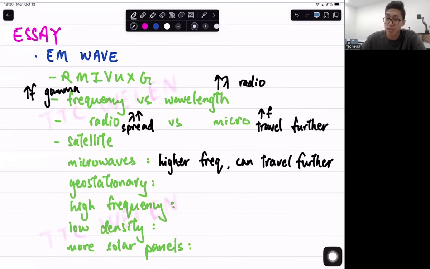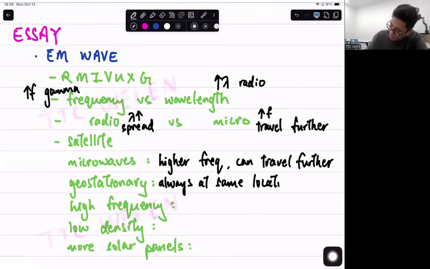Okay, let's say they ask you for telecommunication. Telecommunication, then you choose geostationary. Why geostationary? Because it is always at the same location when observed from Earth. But you must be careful. If it's not telecommunication, if it's not for live broadcast, you don't always choose geostationary. Normally, only for telecommunication or live broadcast, you will use geostationary.